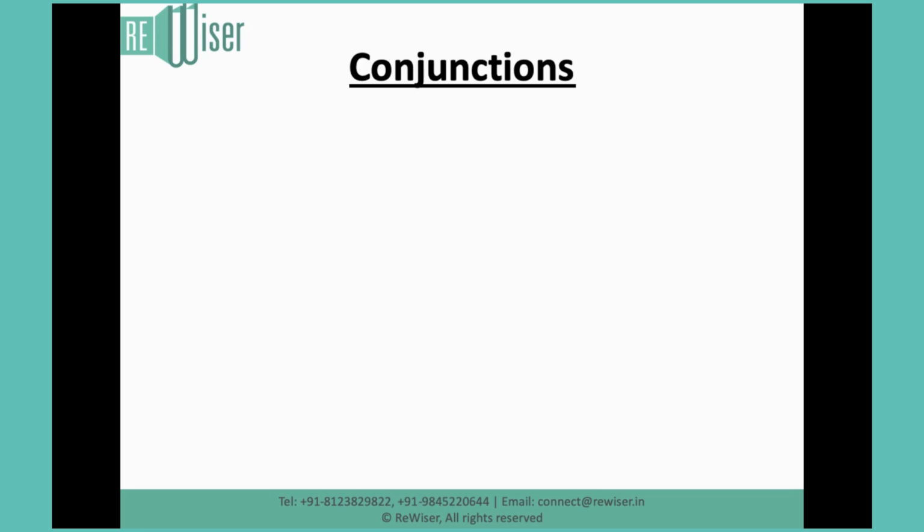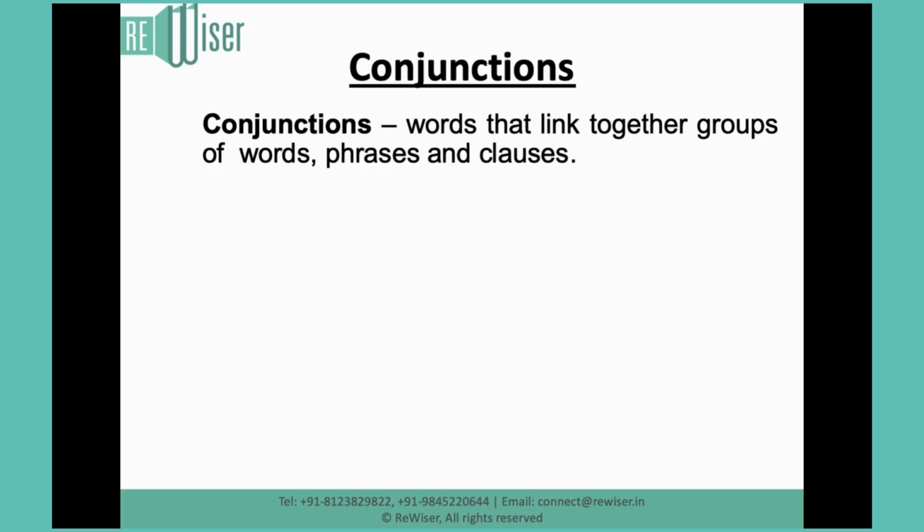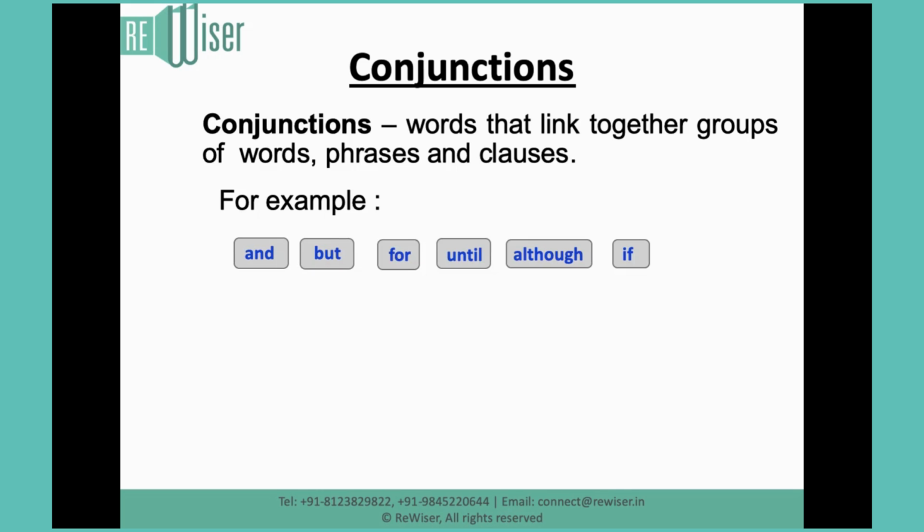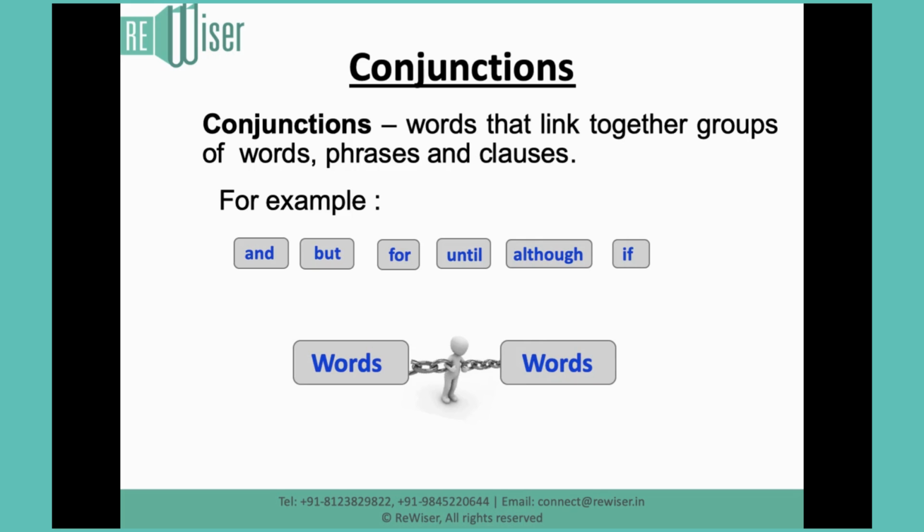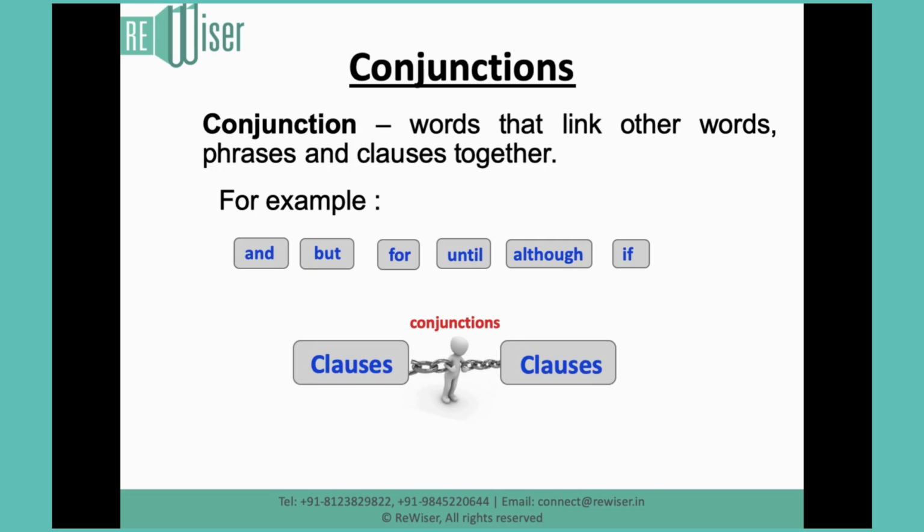Now you come to conjunctions. What are conjunctions? These are words that are useful to put words together. Groups of words which become phrases and clauses. You want to link them all together to make more complex sentences, so you use conjunctions. For example, and, but, for, until, although, if, when, etc. There's such a list of these. So what are they used for? Either to connect words with words, or you could also link clauses with clauses, or you could also link phrases with clauses.